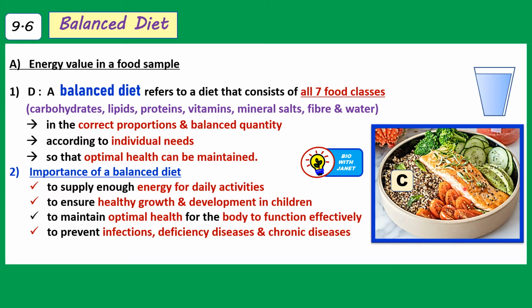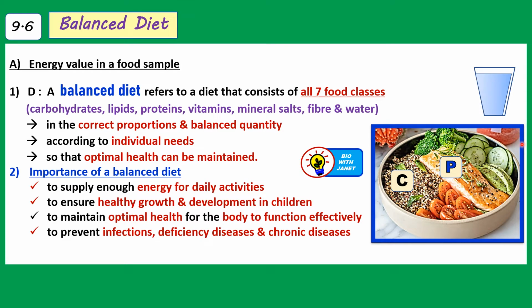How about this piece of food here? Now you have to recognize what it is first of all, right? So this is the fish called salmon. All right, it is a piece of salmon. So what is the main food class provided by this fish? Yes, proteins, right?